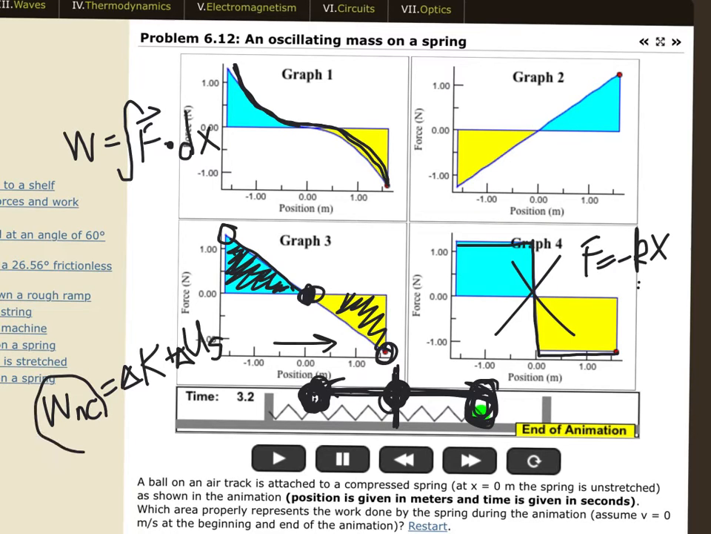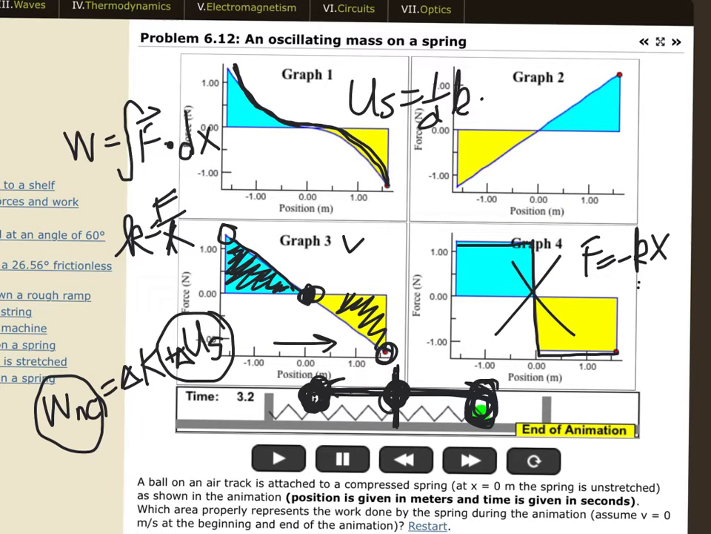And by work, I'm not talking about work by non-conservative forces. I'm talking about the work done by the spring. Okay, so graph 3 is the graph. And since we know the force and the displacement, we can get k, right, using Hooke's law.